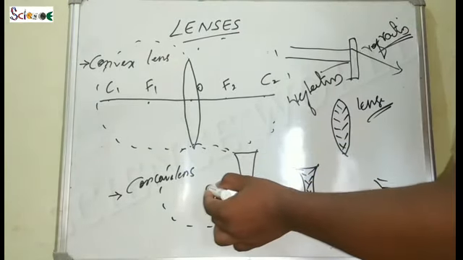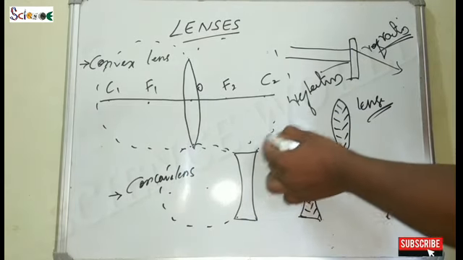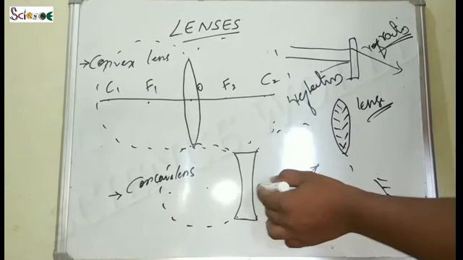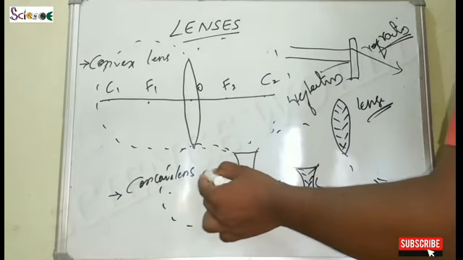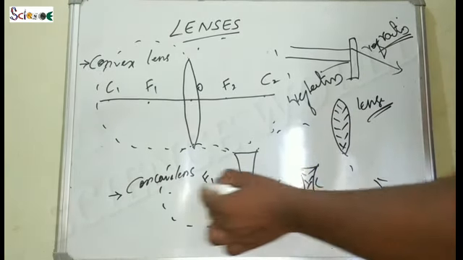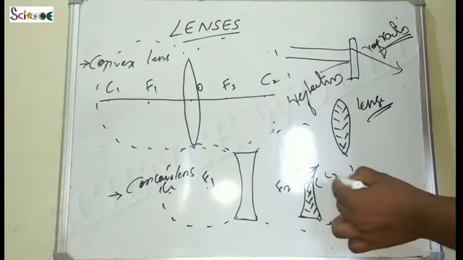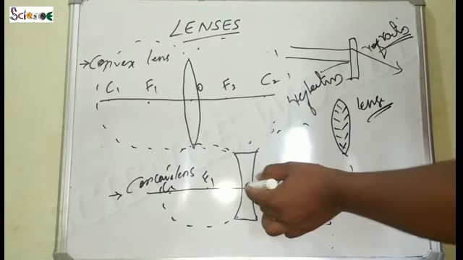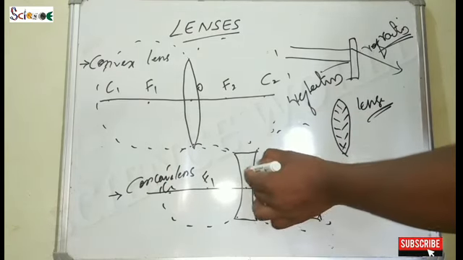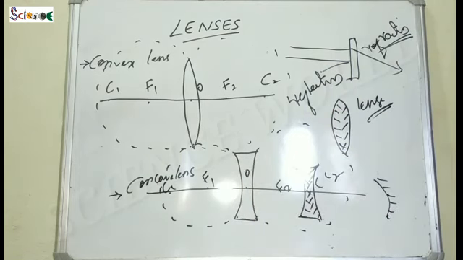In the same manner, the convex lens is also part of a spherical mirror, so there will be a focus and a center of curvature. We can write F1, F2, C1 and C2. There will be a central imaginary line called the principal axis, and the center of the lens is called the optical center, which is represented as O.